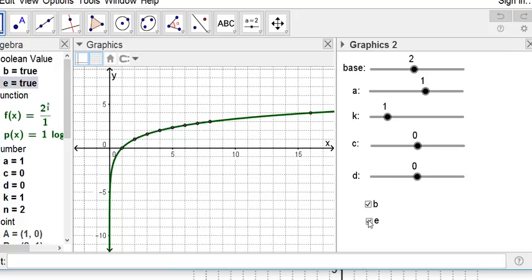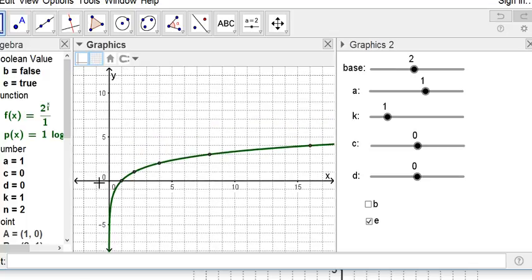Okay, and a lot of people will think of this as the inverse of the exponential function. So this would be like y equals 2 to the x. But that would make the y our input and the x our output. So 2 to the 0 is 1, 2 to the 1 is 2, 2 to the 3 is 8, 2 to the 4 is 16. But that would be input x, output y, right?